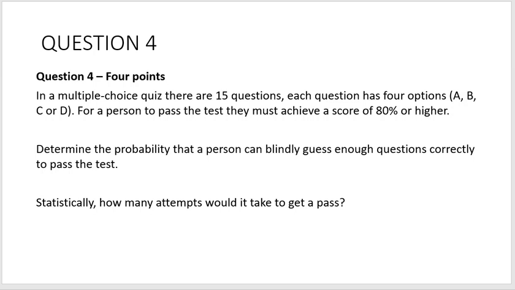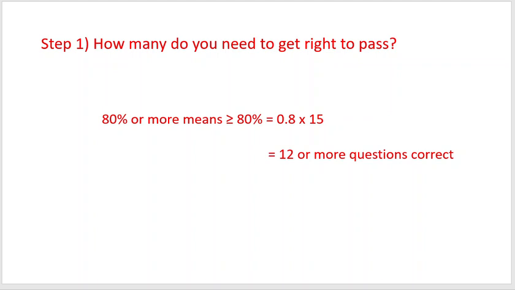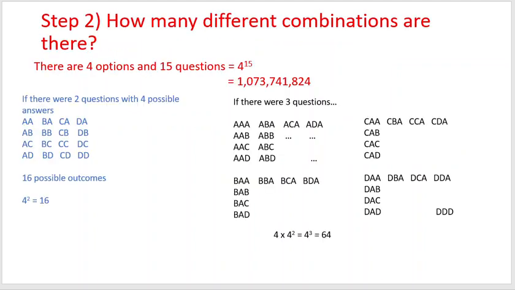Let's have a look and break it up into steps. The first step, a really simple one, is to say, well, how many do they need to get right to pass? If there are 15 questions, you've got to get 80% or more, so it's got to include 80%. That means they've got to get 12 or more questions correct. So pretty simple so far.